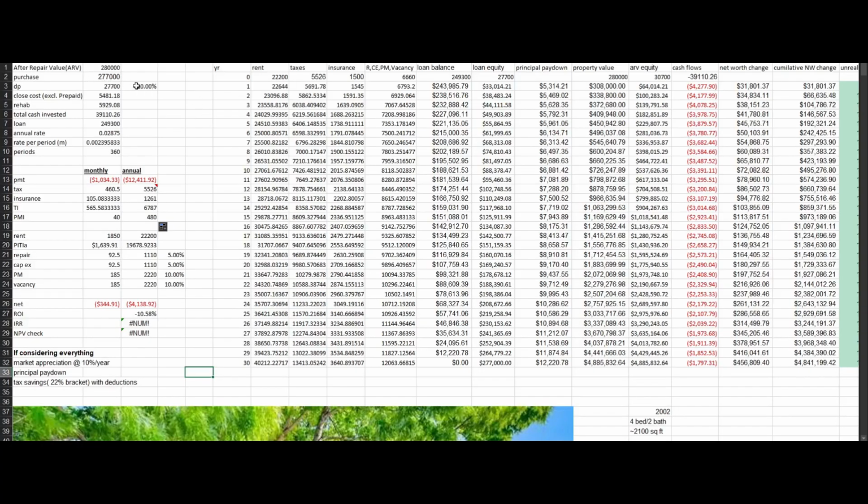I put 10% down and had closing costs of about $5,500. This is just the fees for the loan and the title. This doesn't include prepaids or anything else. For the rehab, it'll end up being about $6,000.